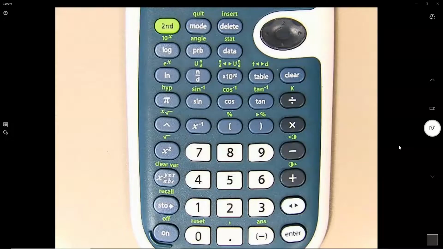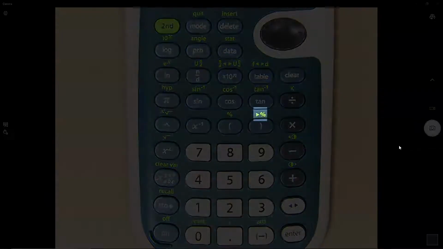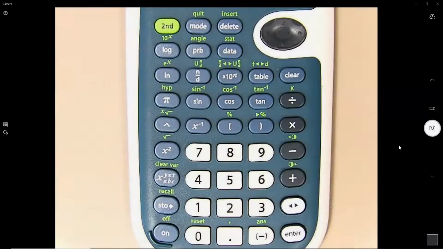So to access the percent function, you would first press the second function key, followed by pressing the left parenthesis key. Third, notice that directly above the right parenthesis key in green is the change a number to percent function. So to access the change a number to percent function, you would first press the second function key, followed by pressing the right parenthesis key.